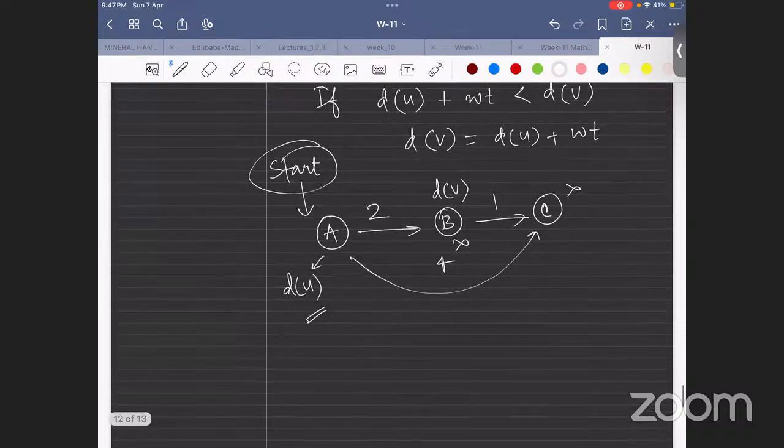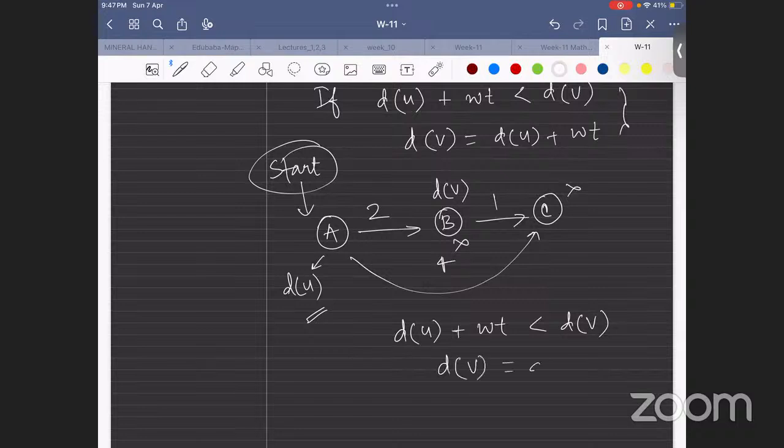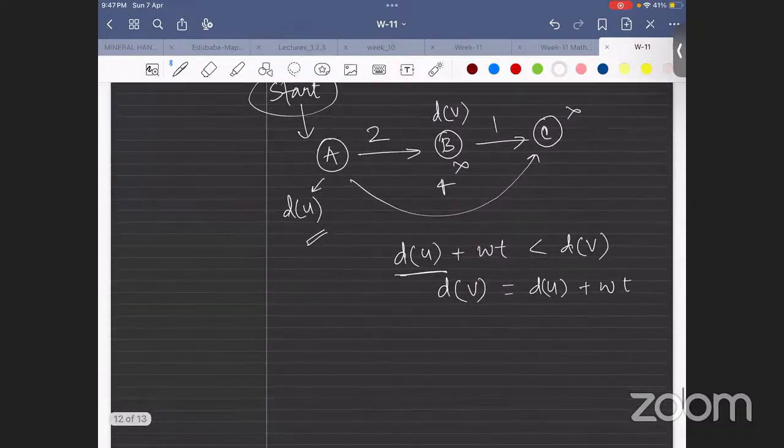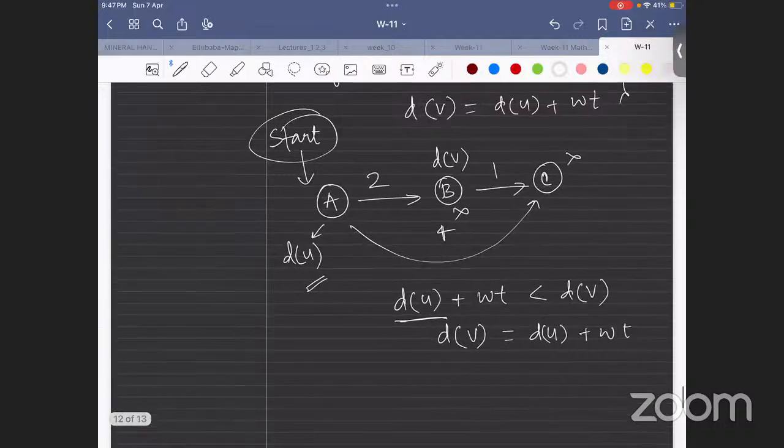Now the next thing is this if and else condition you have to apply. What is that condition? If du plus the weight, whatever the weight has been given, is less than dv, then you can directly update the value as dv equals du plus weight. So what is the value of du here? 0, because you are starting with A itself. What is the weight given here? 2, right?